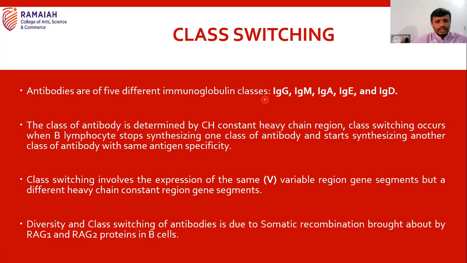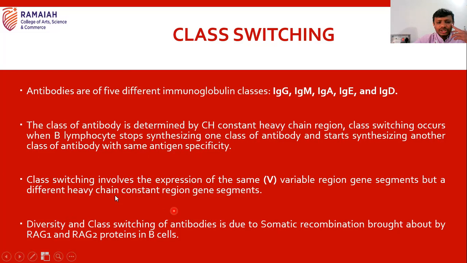If type G is getting synthesized for a certain duration of time, immediately that has to get shifted into type M, and from type M it has to get shifted into type A. So there should be a change in the leader sequence and a rearrangement of the gene. Ultimately, they produce different types of immunoglobulins. The class is determined by the constant heavy chain region. Class switching occurs when a B lymphocyte stops synthesizing one class of antibody and starts synthesizing another class of antibody.